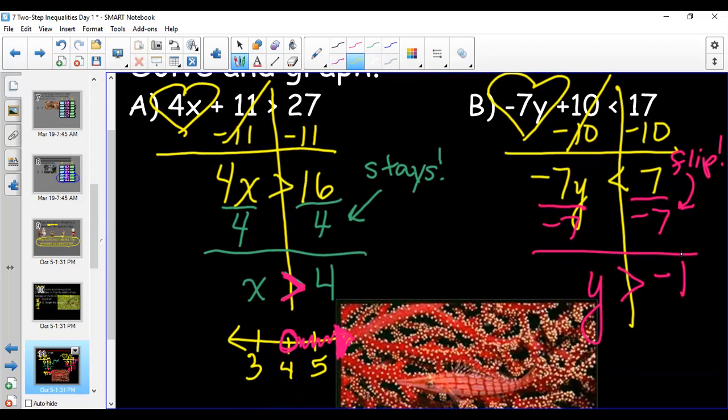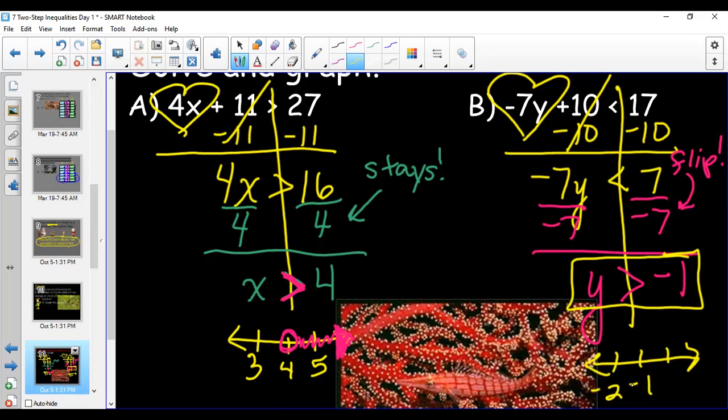Notice I don't just have -1 or an equals -1. I need the whole thing. I need the letter y, I need the greater than symbol, and I need the -1. You have to have all three of those parts for that to be a correct answer. And then we're going to graph it. So -1 goes in the middle, one smaller is -2, and one bigger is 0. Since it's greater than, we're going to put an open circle, and we're going to shade the greater than numbers.